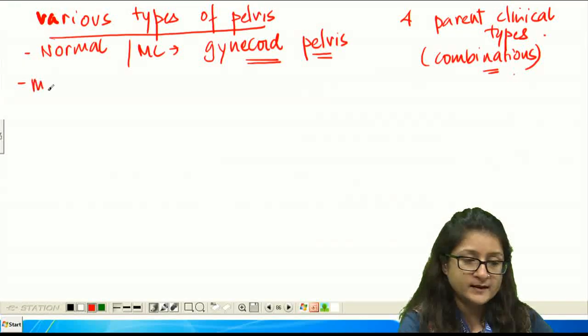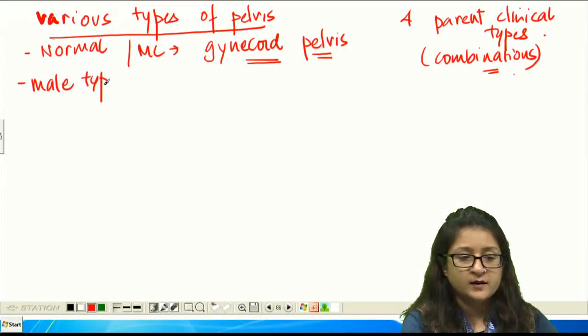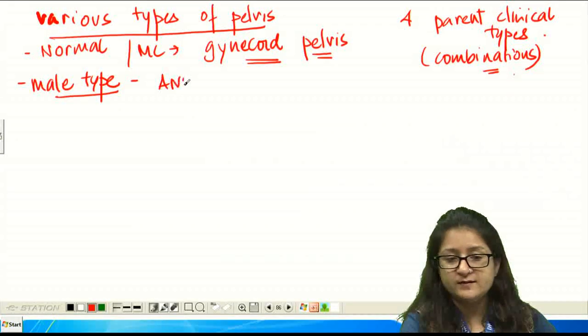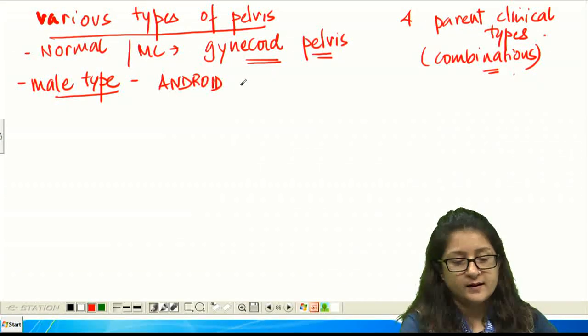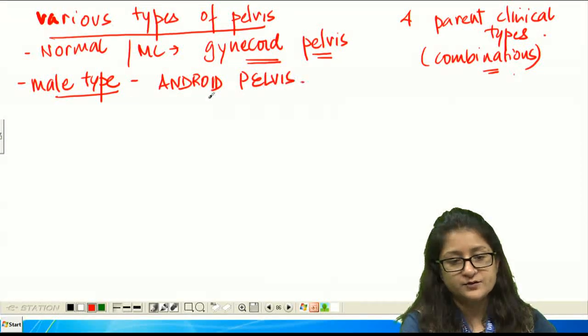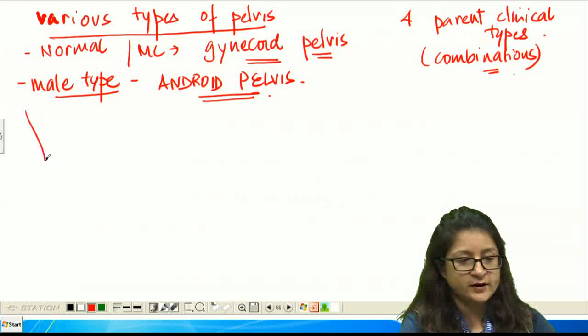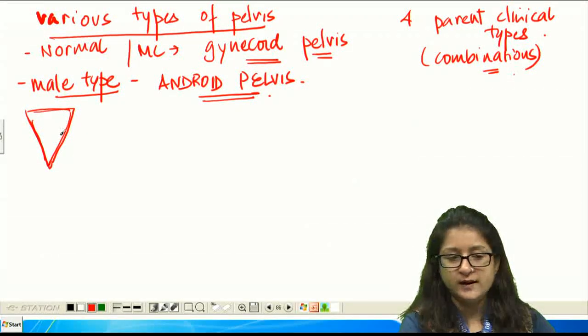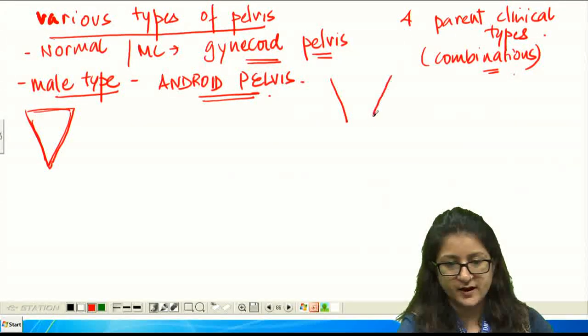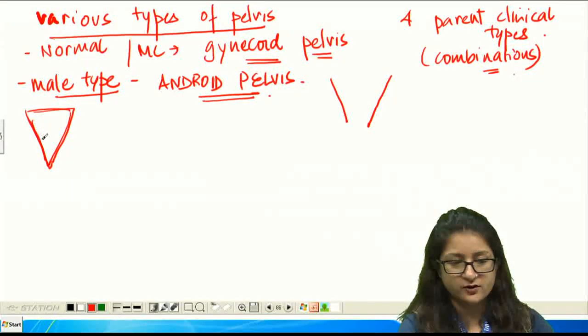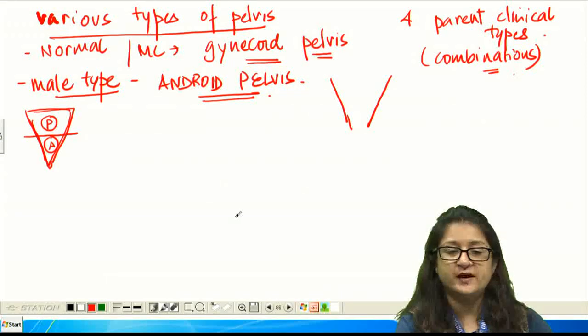And then you have the male type, which is the android pelvis. Now, what are the important points to remember about the android pelvis? Android pelvis is the male type. The inlet is going to be triangular. This will be the posterior segment, this will be the anterior segment. Similarly, it is going to be triangular like this.